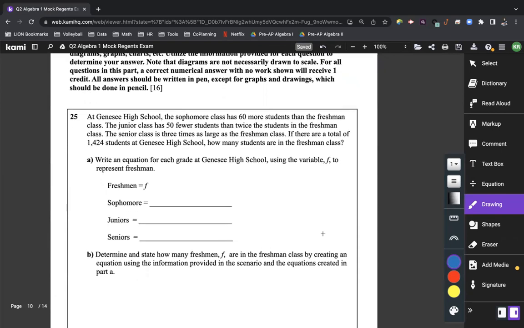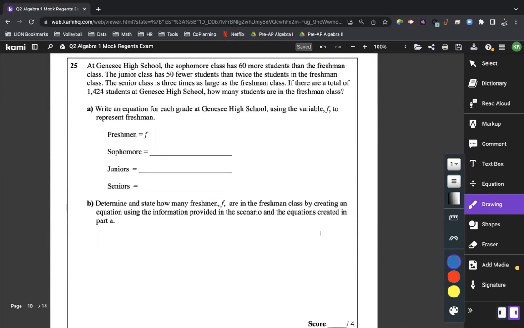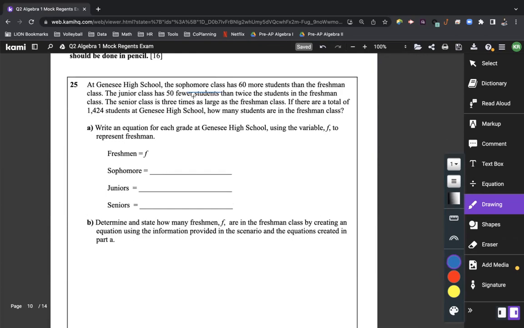Now we are at the 4-point questions. At Genesee High School, the sophomore class has 60 more students than the freshman class. The junior class has 50 fewer students than twice the students in the freshman class. The senior class is 3 times as large as the freshman class. If there's a total of 1,424 students at Genesee High School, how many students are in the freshman class? So write an equation for each grade using the variable f to represent freshmen.